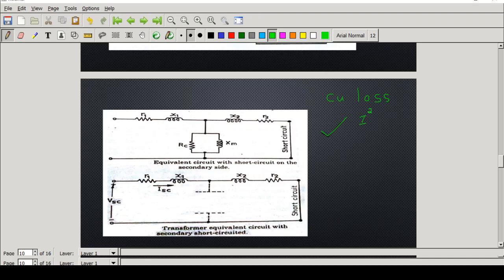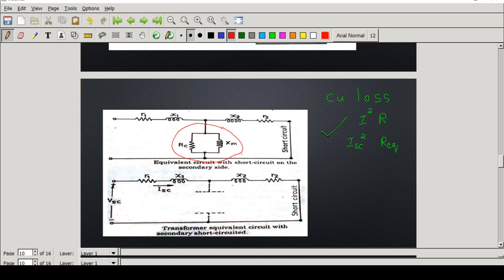Now this is a short circuit condition, so we will take the current as ISC, where SC indicates short circuit. So ISC squared into R equivalent, where R equivalent is the resistance of both primary as well as secondary. In this short circuit test, we are going to measure only the copper loss. That means we have to get rid of the core loss. That is why we are applying a very small voltage, so the core loss will be very small, and thereby we can neglect this part. We are going to ignore this part in this test.